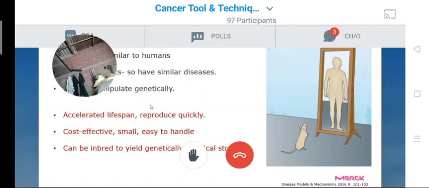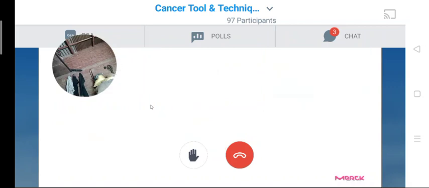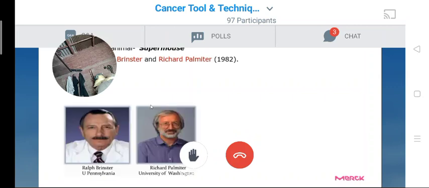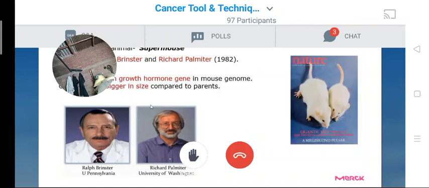So let's understand what the first transgenic mouse model was. The first transgenic mouse model was the Super Mouse. It was created by two great scientists, Palmiter and Brinster, in 1982. These are two scientists from the University of Washington and the University of Pennsylvania. And what they actually did, you can see in the picture, one mouse is much larger in size than the other mouse. They inserted a human growth hormone gene into a mouse genome, and the offspring was much bigger in size compared to the parents.